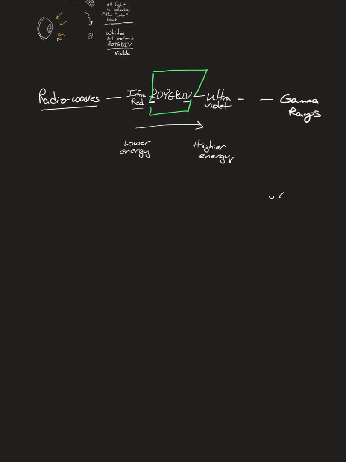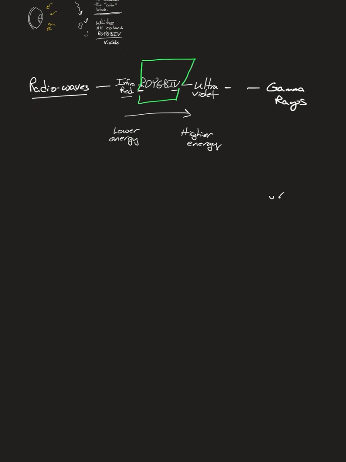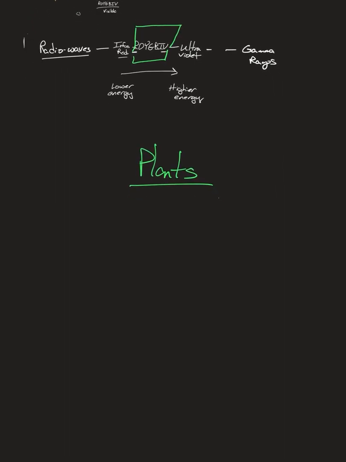naturally. All right, so taking a look at pigments. Let's think about plants. What color are most plants on Earth? Green. Okay, so let's take a look at this green plant.